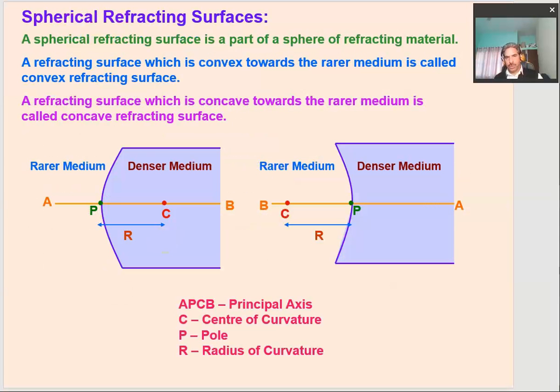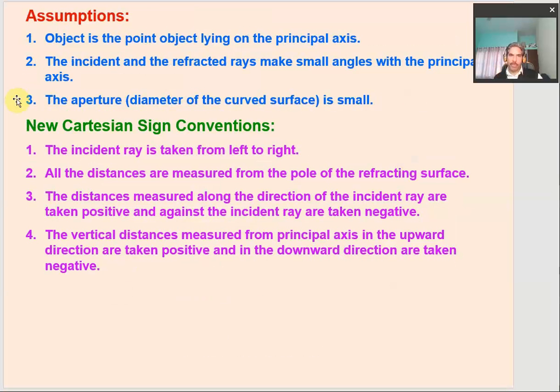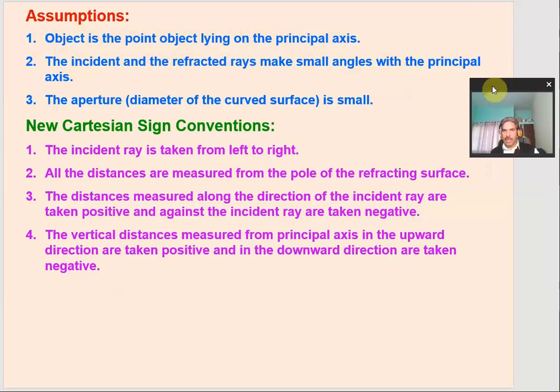So in order to discuss the theory of these spherical refracting surfaces, we assume that the object is of point size and the object is always lying on the principal axis. तो यहाँ पे हम ये मान के चलेंगे कि ऑब्जेक्ट हमेशा एक पॉइंट साइज का है और वो प्रिंसिपल एक्सिस के ऊपर लाई कर रहा है. साथ में और क्या असयूम करते हैं, the incident and refracted rays make small angles with the principal axis. जो इंसिडेंट रेज और रिफ्रैक्टेड लाइट रेज हैं वो प्रिंसिपल एक्सिस के साथ बहुत ही स्मॉल एंगल बनाती हैं.